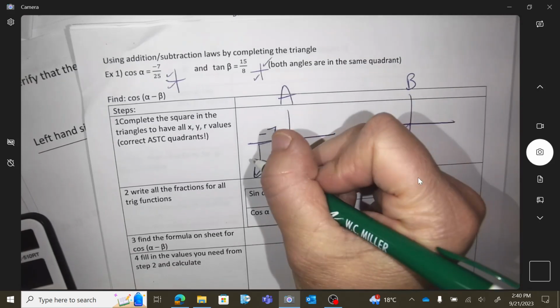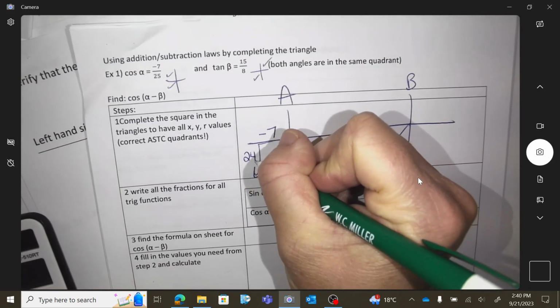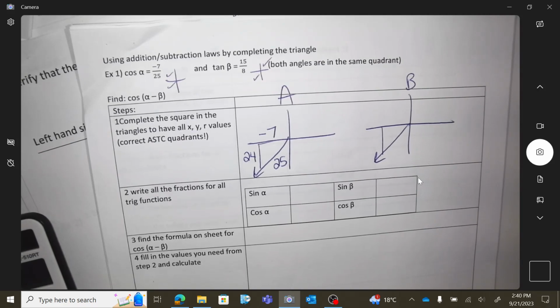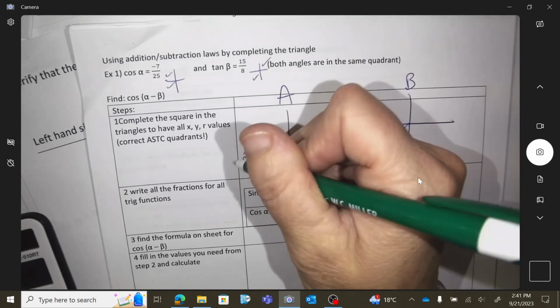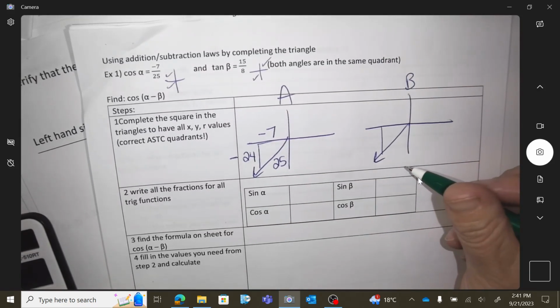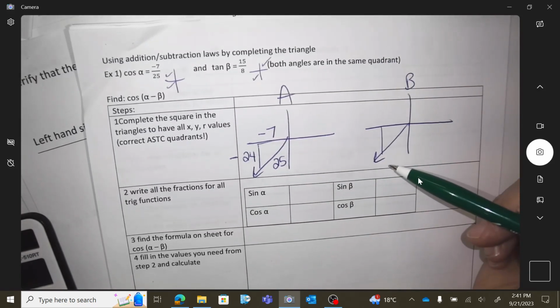Yeah, it does. It came out to a 24 plus or minus, location-wise. Negative. Okay, let's jump into B. Put a 15 on there and an 8 on there. 15 and an 8.